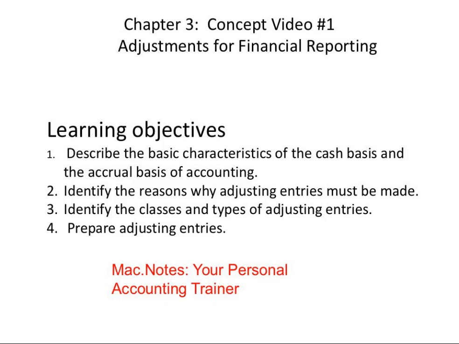Now, the journal entries in this chapter are called adjusting entries. We have arrived at the end of the accounting process, and that triggers the need for adjusting entries. Accountants use adjusting entries to bring accounts to their proper balance before preparing financial statements. In this chapter, you'll learn the difference between the cash basis and accrual basis of accounting. Then you will learn about the classes and types of adjusting entries and how to prepare them.